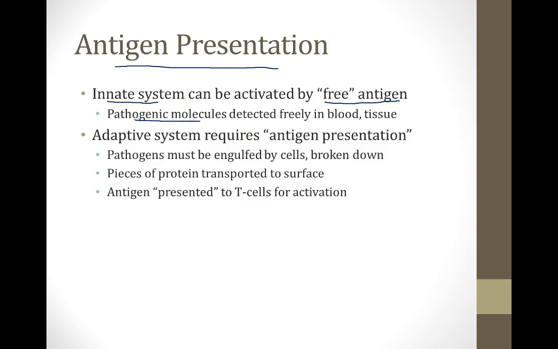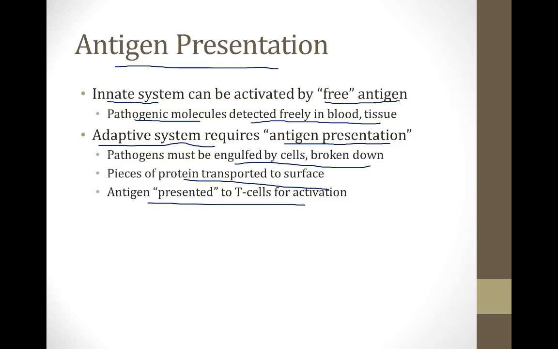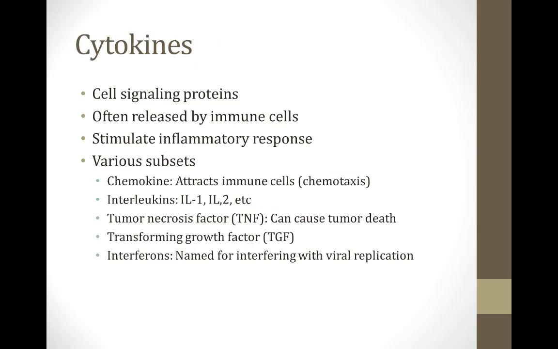Pathogenic molecules can be detected freely in the blood and tissue. On the other hand, the adaptive immune system, especially the T cells, require antigen presentation. Pathogens must be engulfed by cells and broken down. Pieces of the proteins have to be transported to the surface, and the antigen has to be presented to the T cells for activation.